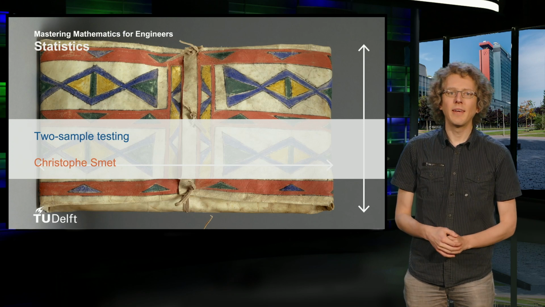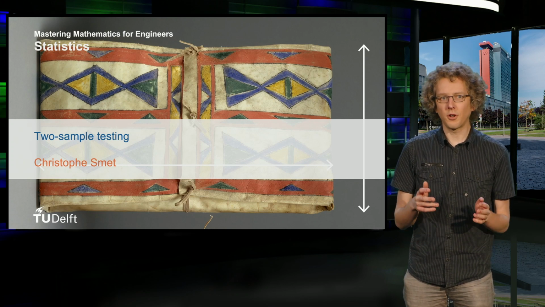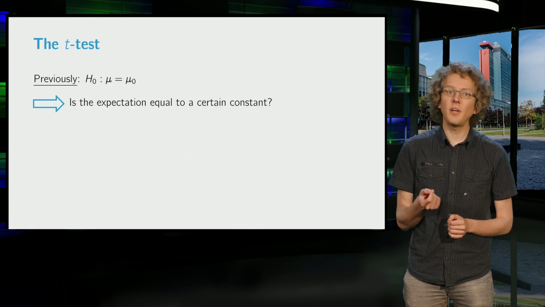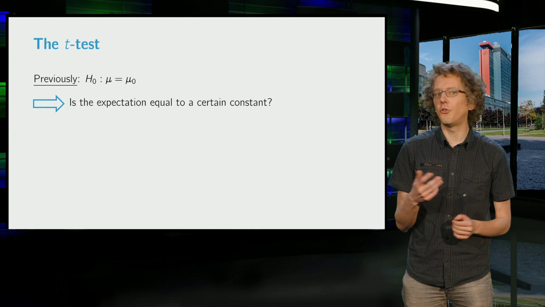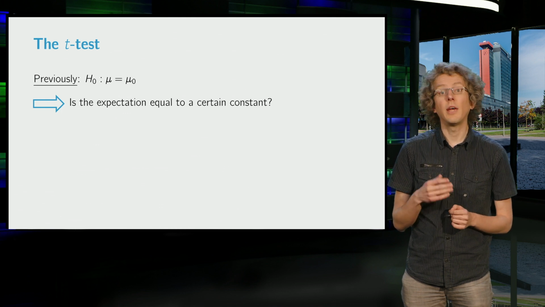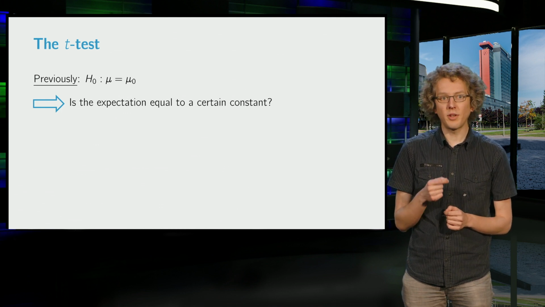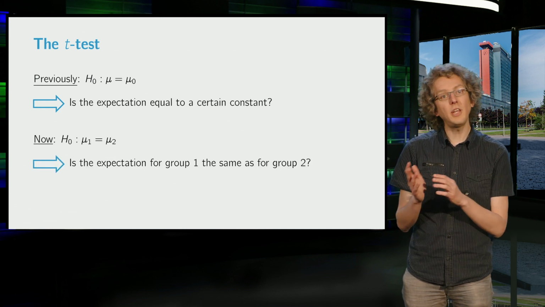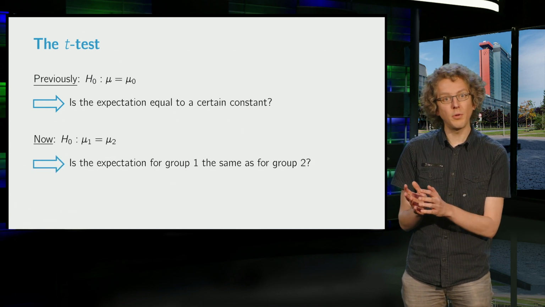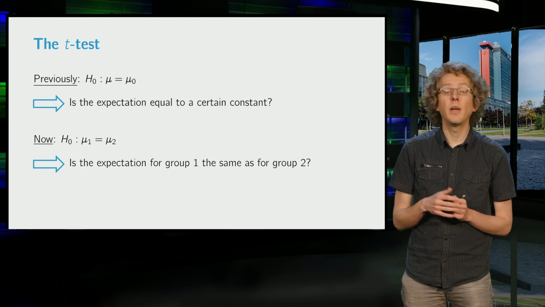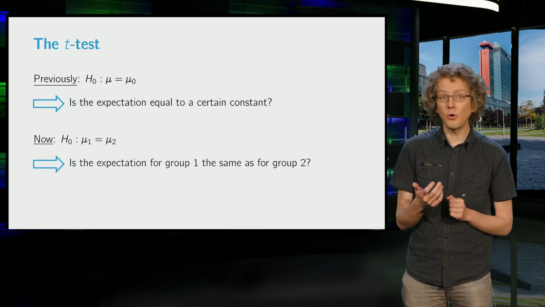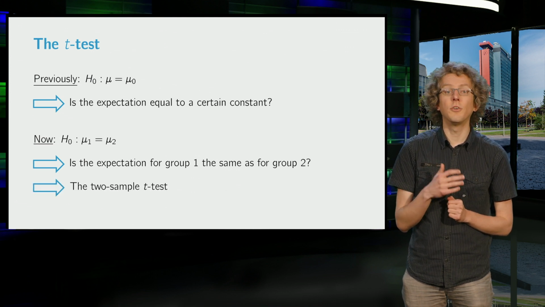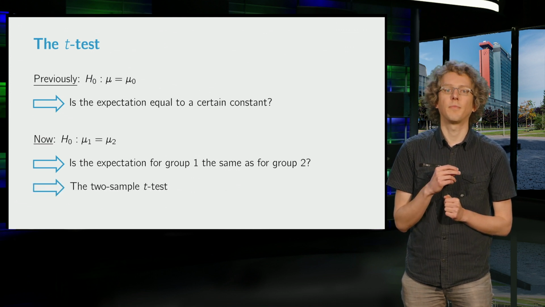Hi there! In the previous videos you saw the t-test, where we tested the hypothesis that the expectation of a variable was equal to a certain value. A variant on this is a setting where we test whether the expectation of a variable in one group is equal to the expectation of that same variable in another group. In essence, this will follow the approach as in the t-test. So this technique is known as the two-sample t-test.